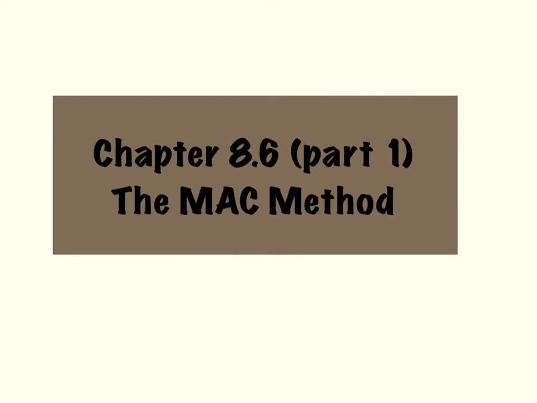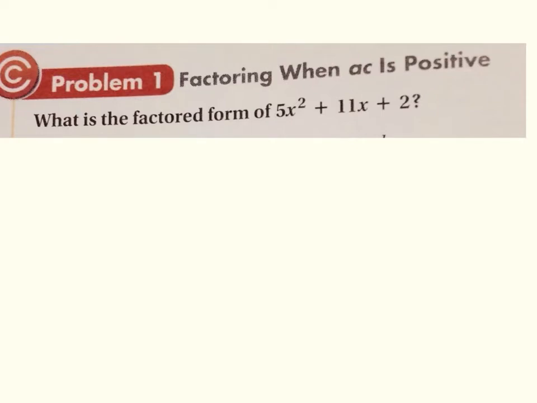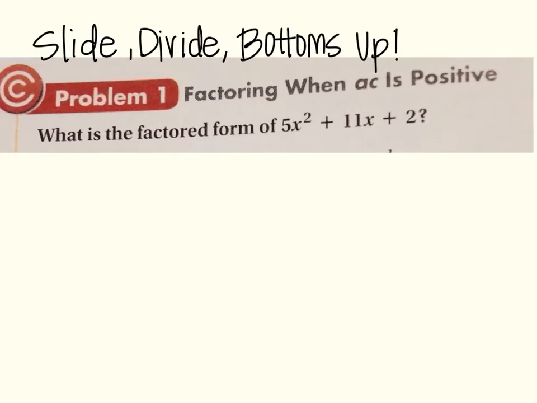All right, boys and girls, we're going to start chapter 8.6. This method that we're going to use is when our leading coefficient's not 1. If it's bigger than 1, we're going to use the MAC method. And MAC stands for multiply A and C. In the video and in class, you're going to hear another name for it, which is slide, divide, bottoms up. So I just want you to know that either way I say it, I mean the same thing. They just have different names.